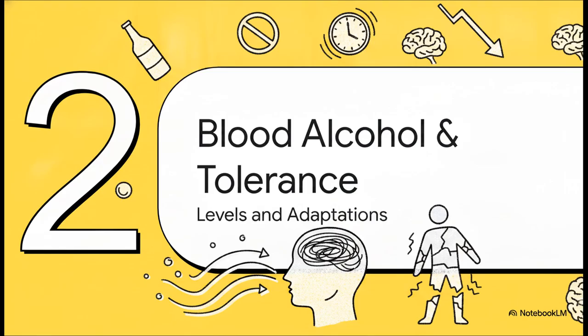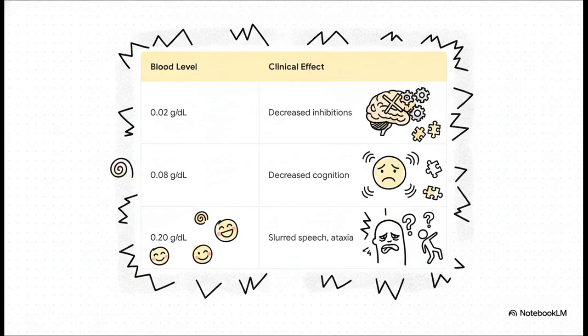Section 2. Blood alcohol levels and tolerance. As cellular metabolism reaches its absolute limits, we have to zoom out. Let's observe how rising systemic blood alcohol levels directly manifest as clinical and cognitive deficits in the patient. This brilliantly illustrates the dose-dependent toxicity of ethanol on the central nervous system.